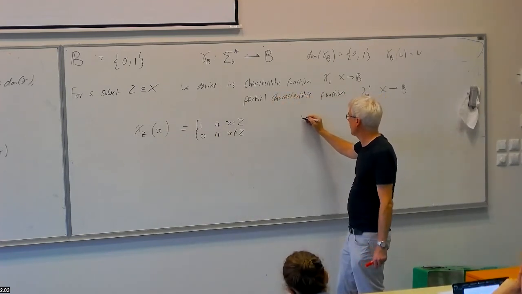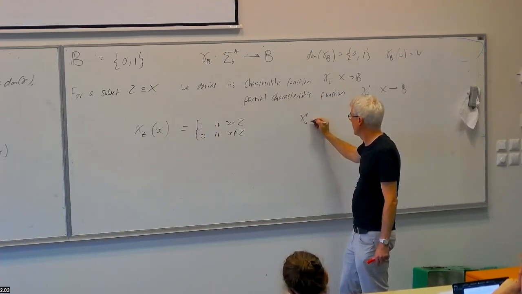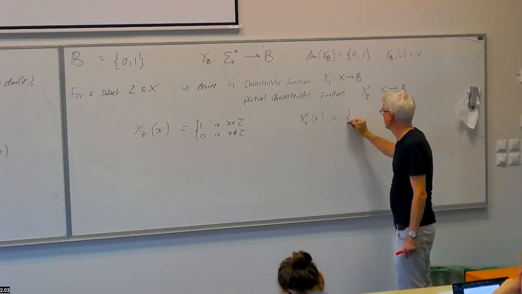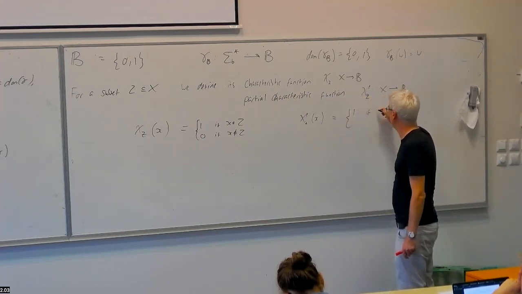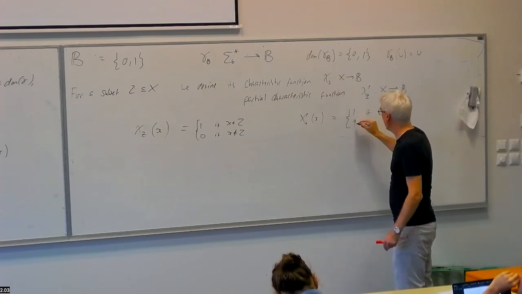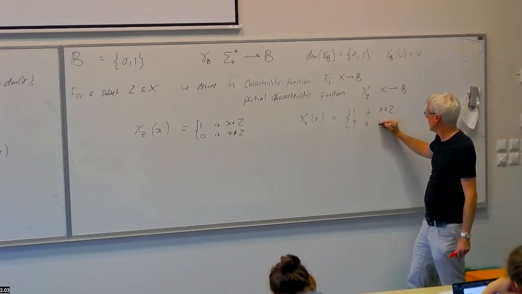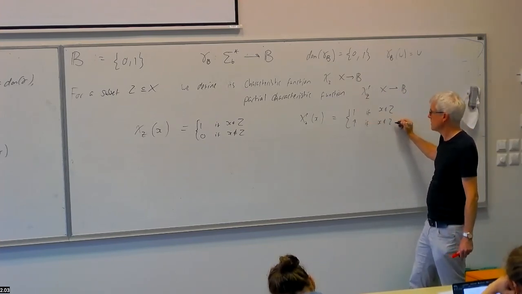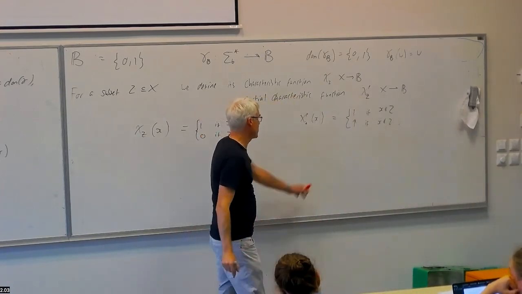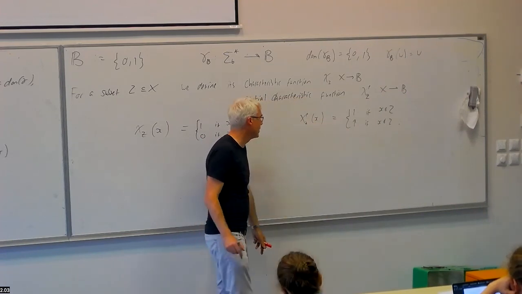The partial characteristic function is defined to be, again, 1 if X belongs to Z, and undefined if X does not belong to the set, since it's a partial function. So similar, but instead of using 0 to say we don't belong to Z, we give an undefined value.